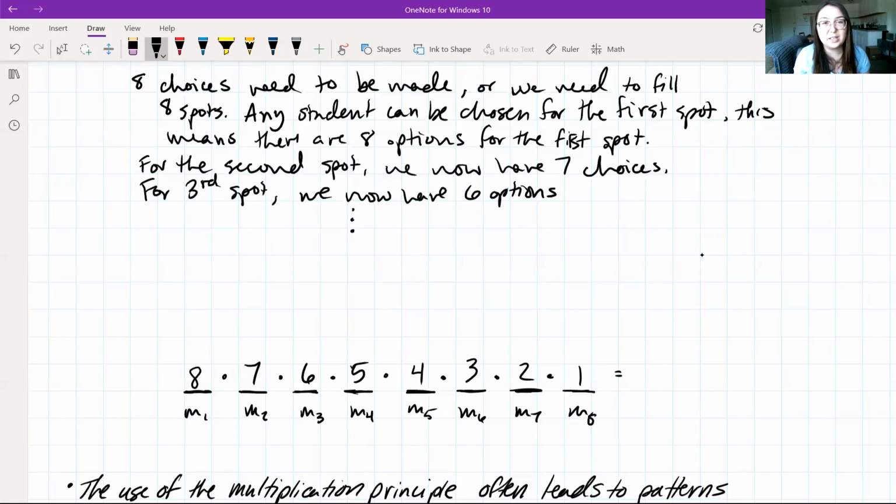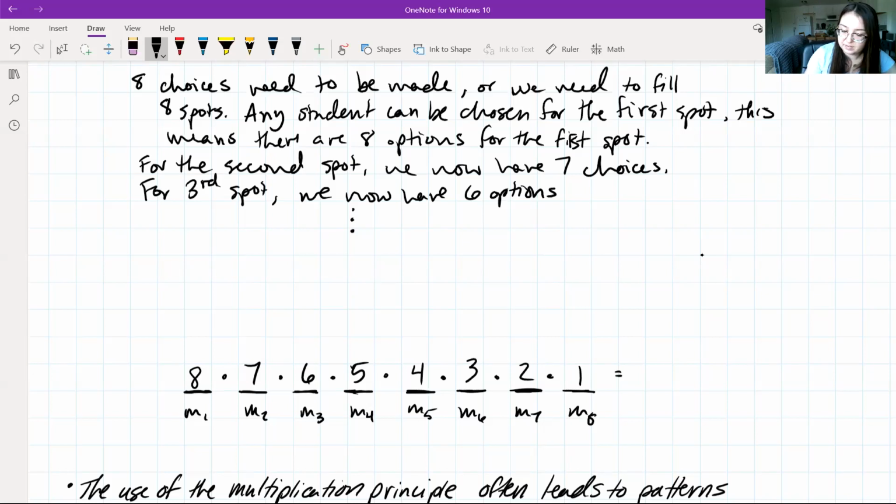Since we have all 8 choices in our very first spot, 7 choices in our second because we chose 1 already, 6 choices in our third because we chose 2 already, 5 choices in our fourth because we already picked 3, 4 choices in our fifth because we already picked 4, 3 choices in our sixth spot because we already picked 5, 2 choices in our 7th spot because we already picked 6, and then just 1 choice lastly for our last spot since we already chose the previous 7.